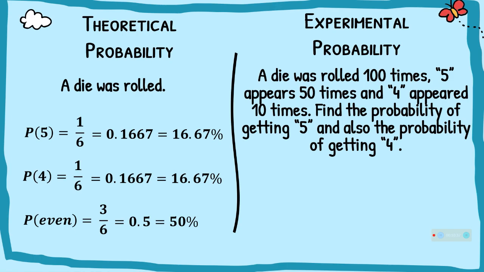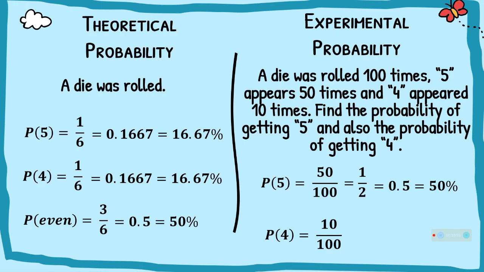In experimental probability, we have a die was rolled 100 times. 5 appears 50 times and 4 appeared 10 times. Find the probability of getting 5 and also the probability of getting 4. The probability of 5 is 50 out of 100, or 1/2, or 0.5, or 50%. And the probability of 4 is 10 out of 100, or 1 out of 10, or 0.1, or 10%. Okay, question?